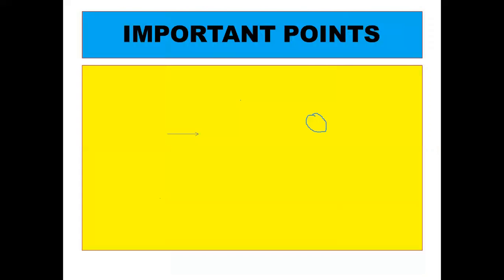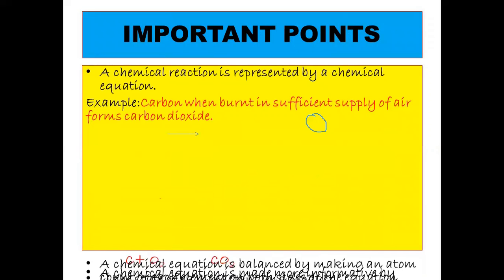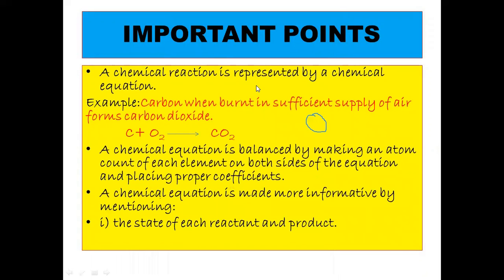Moving further, we have the next important point. A chemical reaction is represented by a chemical equation. Now, what is a chemical reaction? A chemical reaction can also be termed a chemical change, like those changes which are permanent in nature and generally irreversible. So a chemical reaction is represented by a chemical equation, right?